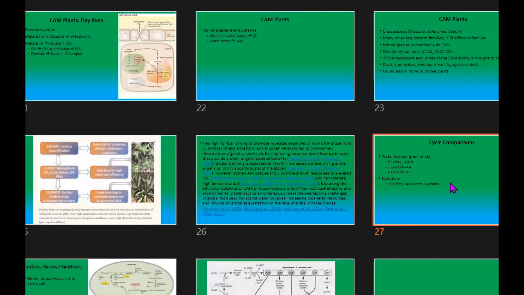I just want to say a little bit more about the CAM cycle and some of the applications that I'm trying to do with this in terms of climate change and producing more commercial crops. But we'll say that because we're out of time. So we'll get into that on Wednesday.